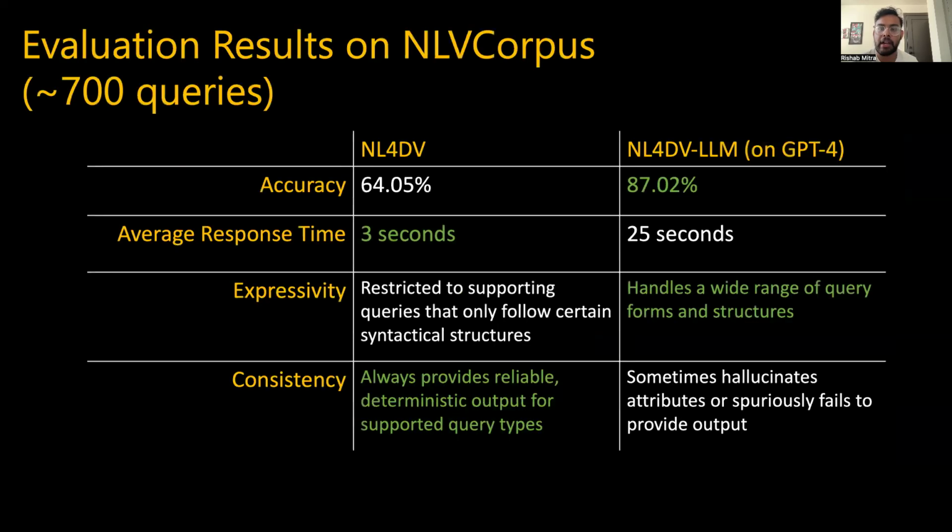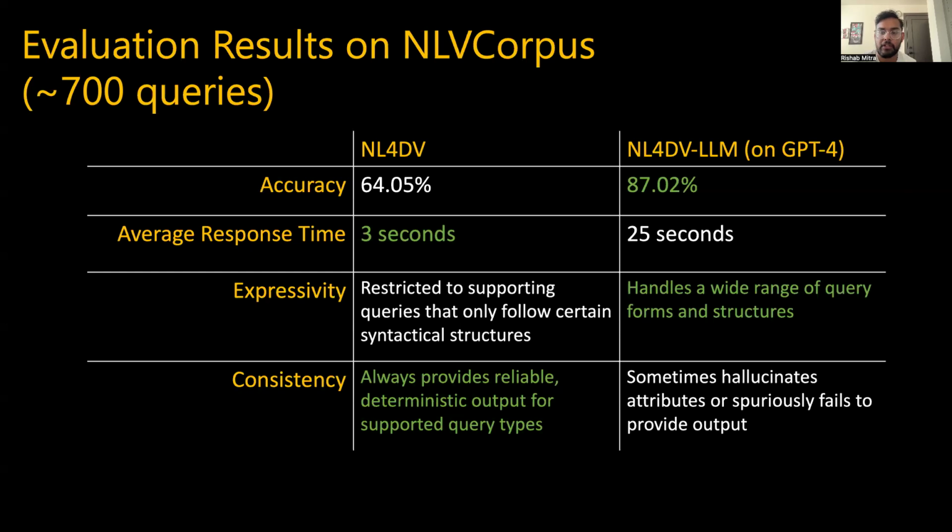So here's our initial evaluation results on about 700 queries from NLV corpus. We see that the prompt had a much higher accuracy than NL4DV, basically a 23% increase in accuracy. However, the average response time for NL4DV was around 3 seconds for each query, compared to NL4DV LLM's average response time of 25 seconds. So there might be a trade-off between accuracy and response time based on this.